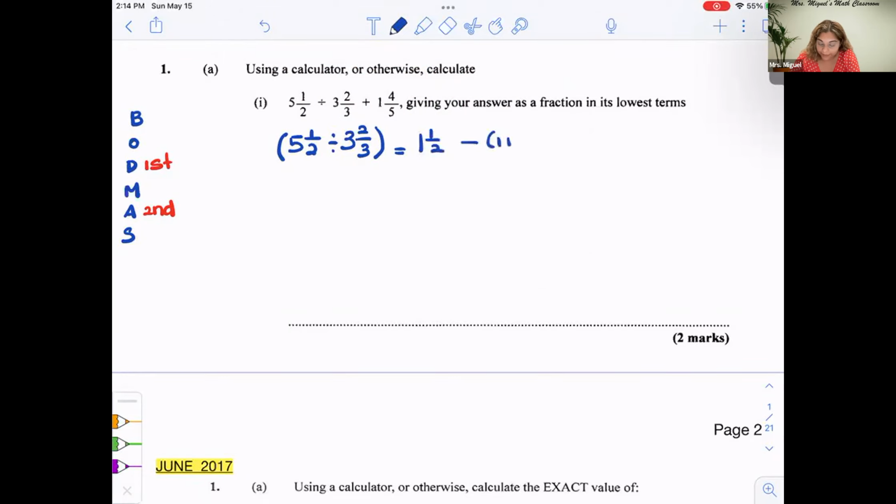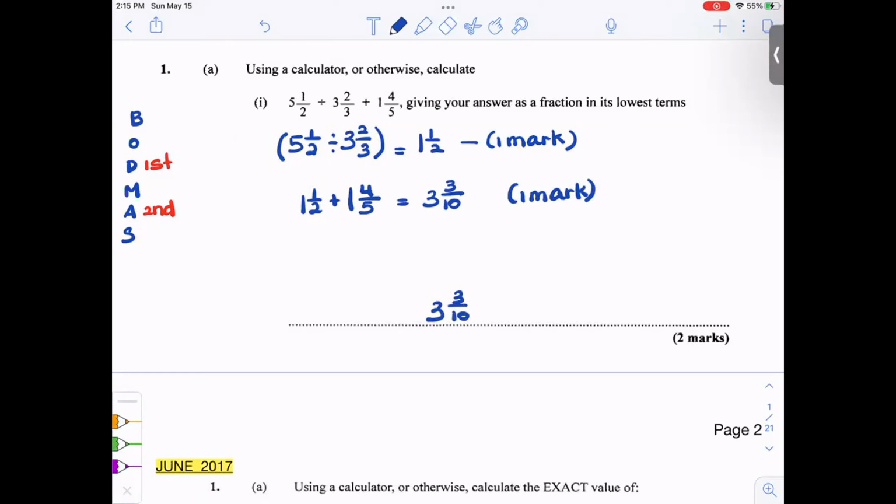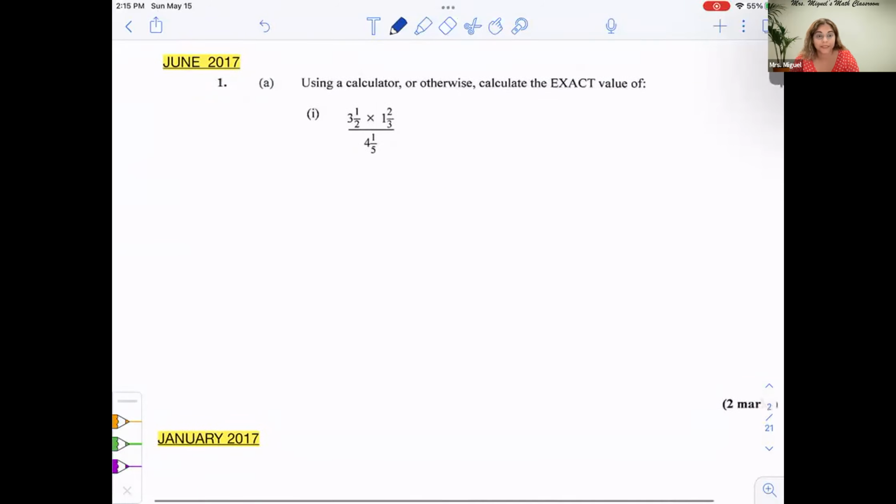Here, the examiner will award me 1 mark. The question isn't finished yet. I have to work out 1.5 plus 1 4/5. The answer is 3 3/10. This is another mark. And you are to place your answer on the dotted line. Did you all get that? Yeah, miss. All right, let's go. 2 minutes again. 2017, let's go.